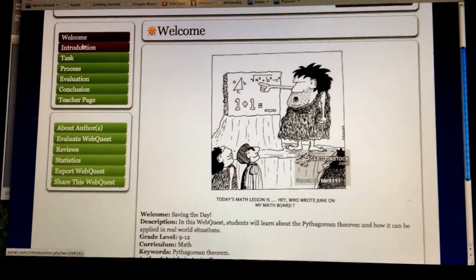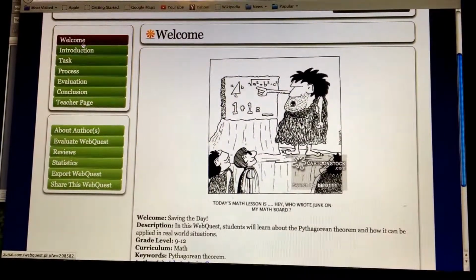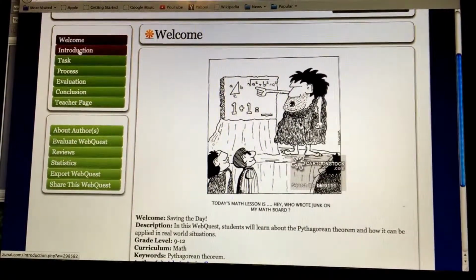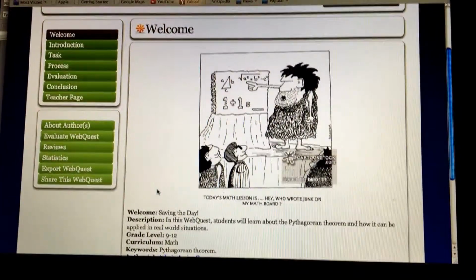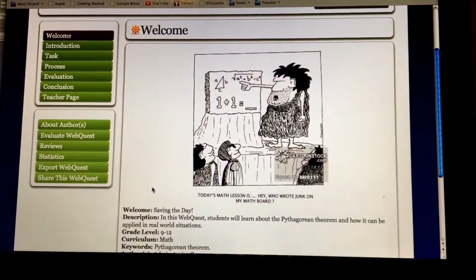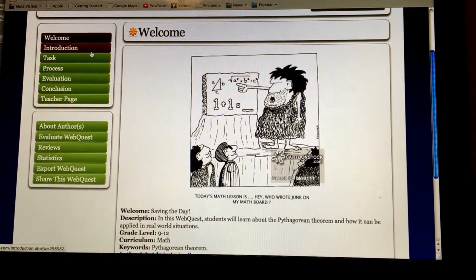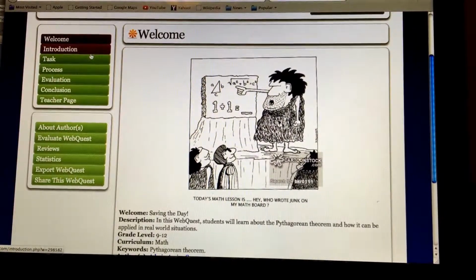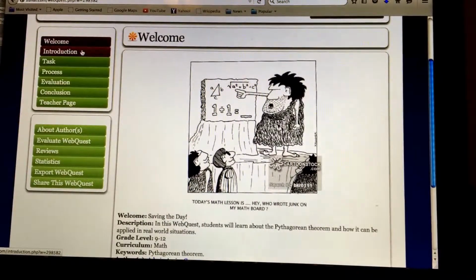Welcome to your WebQuest. On the left side, you'll find your menu that will help you navigate through this WebQuest. In this WebQuest, you will learn about the Pythagorean Theorem and how it can be applied in real-world situations. The following introduction will give you an idea of what the problem is.